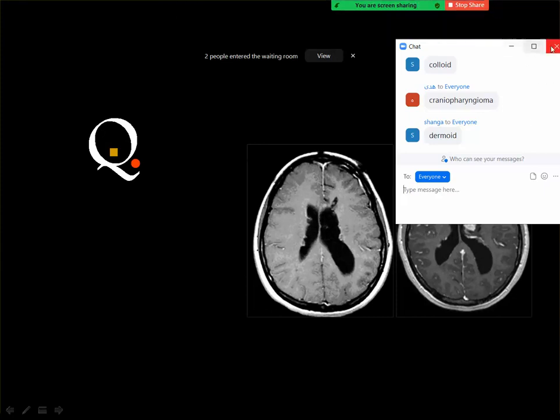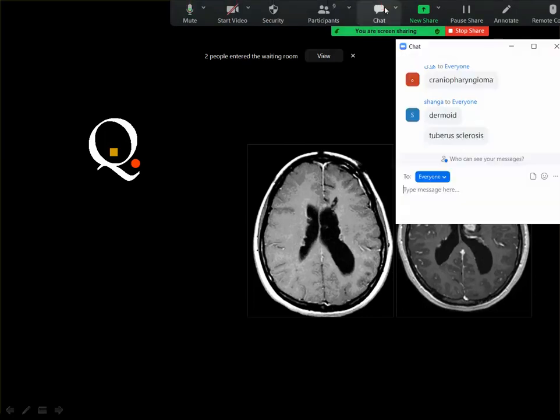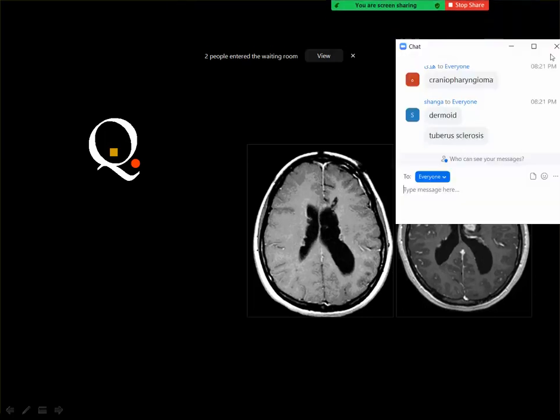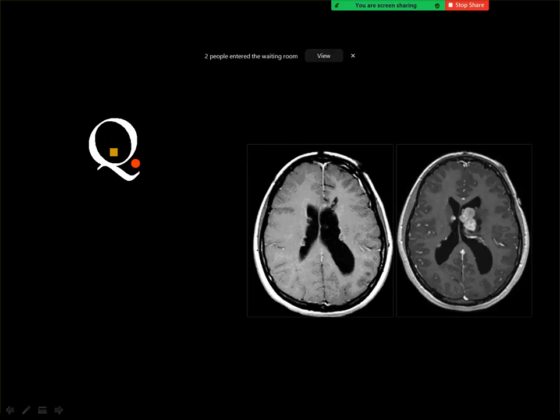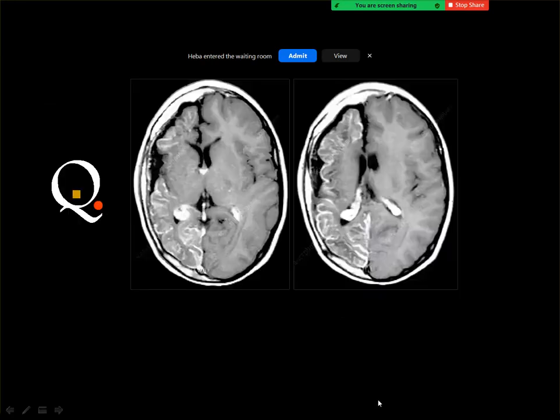And this is not a dermoid cyst. I think this is not the answer, but here the answer is tuberous sclerosis, right? Tuberous sclerosis, multiple subependymal tubers, and the tubers are enhancing as well as a big one in the frontal horn, that contributes to the diagnosis of subependymal giant cell astrocytoma. And this is tuberous sclerosis with subependymal giant cell astrocytoma. Next case.